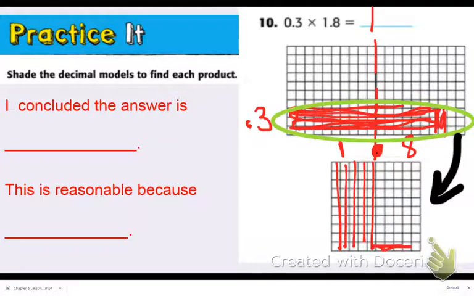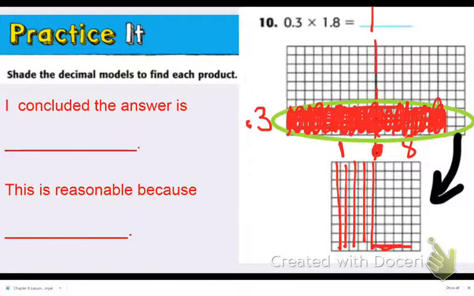Okay, and if you're not sure, you can count it. So we have 3, 6, 9, 12, 15, 18, 21, 24, 27, 30, 33, 36, 39, 41, 44, 47, 50, and then 51, 54. So if you're wondering, you can count individually how many there are.